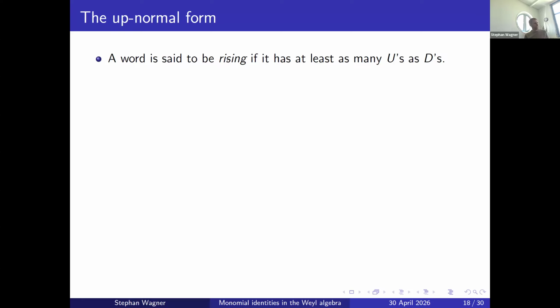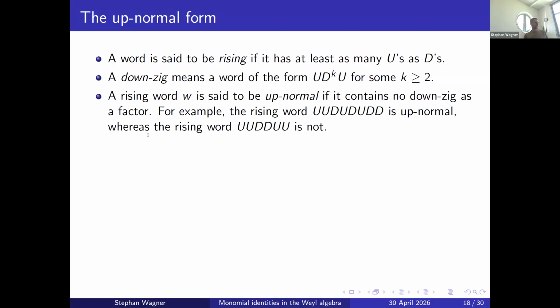So I call a word rising if it has at least as many U's as D's. So in terms of the path, that would mean it ends on the x-axis or higher. A downzig is a word of the form u, then a couple of d's, at least two, and another u. So up, a number of times down, up. And a rising word is said to be abnormal if it doesn't contain such a downzig.